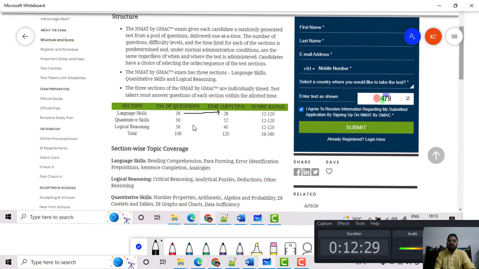So especially questions from grammar, vocabulary, you have to solve very very fast. Now quantitative ability, you have 52 minutes, 36 questions, so you have even less than 1.5 minutes per question. So again, the questions are easier, you know. And logical reasoning, again you have just little over 1 minute per question. So question ka difficulty level bahut high nahi hota hai, relatively low hota hai, so obviously you can attempt more, right?